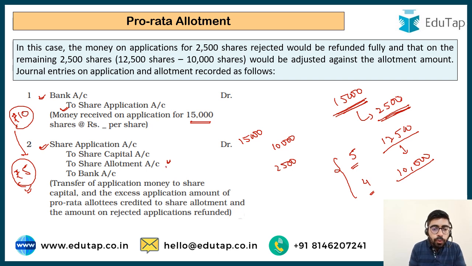So we now only transfer this 2,500 shares worth of money to the share allotment account. This is how things are going to practically work here. We received the money for 15,000 shares, but we were not allotting 15,000 shares. We were only allotting 10,000 shares, and at the time of allotment, we had to call the balance amount. But now we are making some adjustments here. For the 2,500 shares, the entire amount is going to be refunded by the bank, and for the 2,500 extra shares which were not allotted, the allotment was proportional, so this amount is going to be transferred to the next stage, the time of allotment. So this is how things are going to work here.